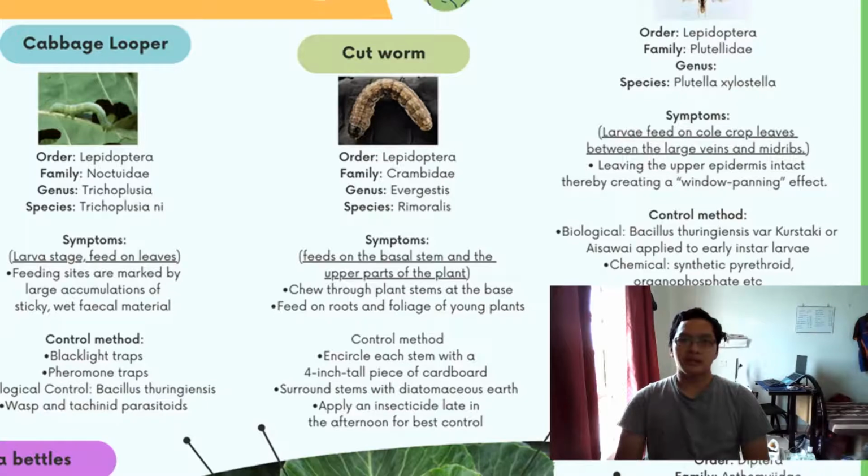To control the cutworm, we must encircle each stem, which is at the basal of the cabbage, with 4-inch tall piece of cardboard. Alternatively, we can use aluminium foil for better control. We can also use diatomaceous earth to surround the stem. Lastly, we can apply an insecticide late in the afternoon for the best control.